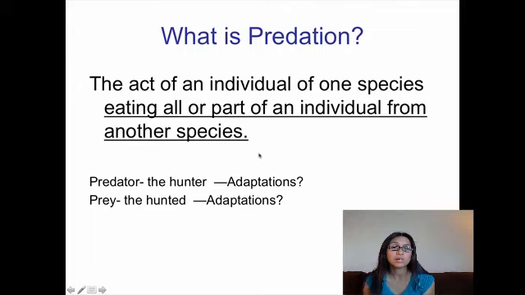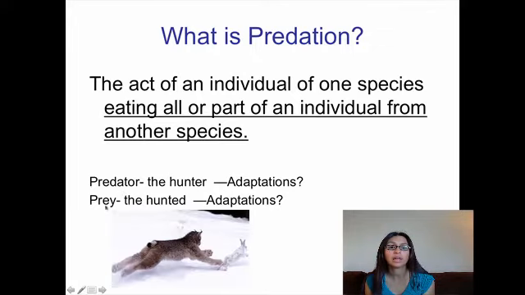So predation is when one organism is going to hunt, kill, and eat another organism for food. We call the one that hunts the predator, and the one that is eaten the prey. Here's an example of a bobcat hunting down a hare. In this relationship, one is the hunter, one is the hunted, the eaten.